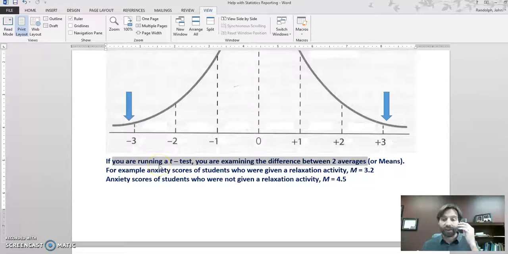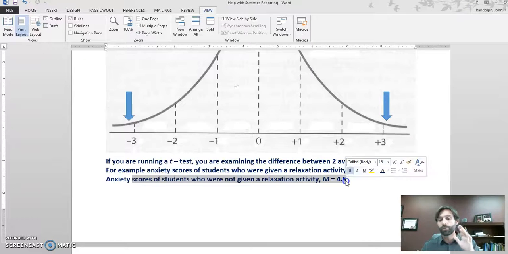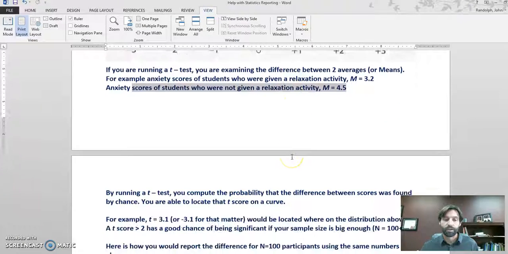Okay, so let's take this hypothetical experiment, okay? We're going to give a relaxation activity to a group of students, and another group of students, we're not going to give them that relaxation activity. Then we're going to measure their levels of anxiety after that relaxation activity, or just after not giving them the relaxation activity. So let's say we did that. For example, the anxiety score of students who were given a relaxation activity was 3.2. That's pretty low. Anxiety scores of students who were not given the relaxation activity were a little higher. They were 4.5. They have a little more anxiety.